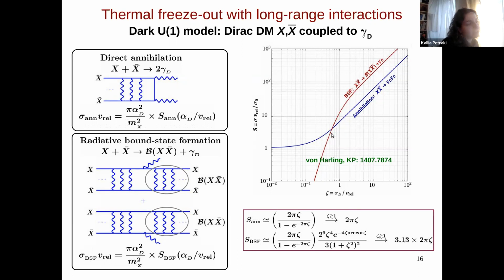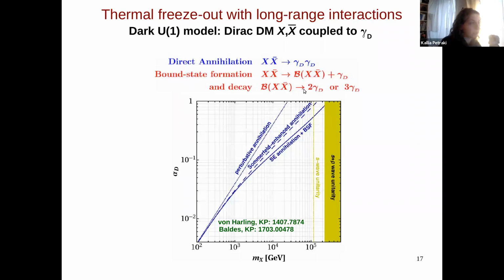And what you may observe here is that in the entire velocity range where the Sommerfeld effect is important, so when the velocity is roughly smaller than alpha or of the same order, bound state formation is actually the dominant inelastic process. In this particular model, it is larger by a factor of 3 with respect to the direct annihilation. Why is this important? This is important because these bound states are unstable and they can decay. Depending on their spin, they can decay into 2 or 3 photons. So this is para- and orthopositronium. And if they decay, of course, they deplete the dark matter density.